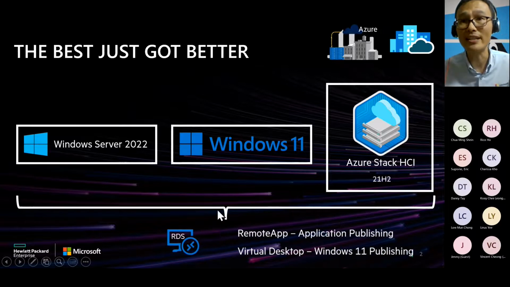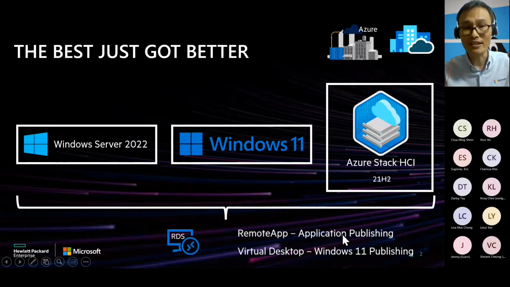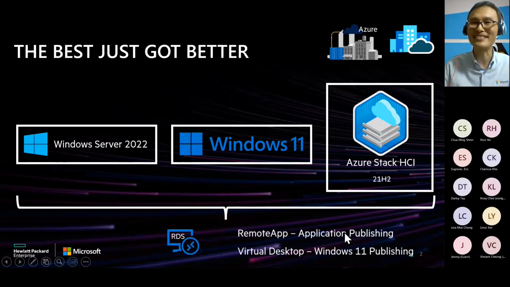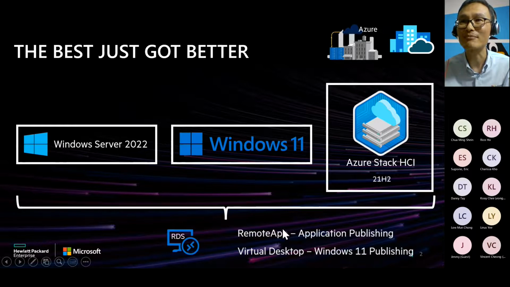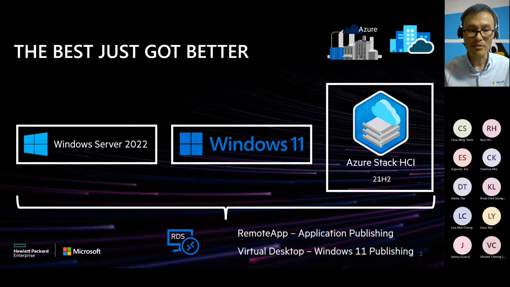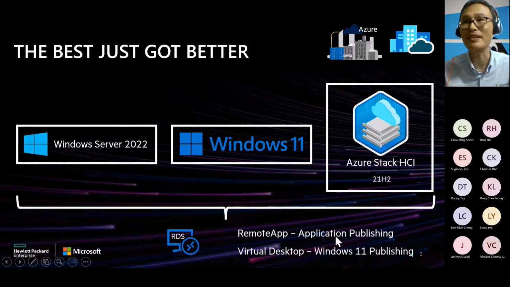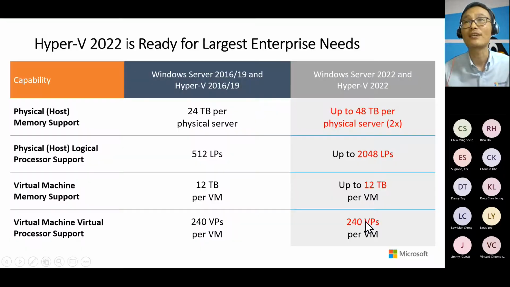The good thing with RDS is we have two different ways of deploying it, and the interesting thing is we can actually do both at the same time. One is publishing the app; we call it RemoteApp. In some of the other remote desktop solutions, like Citrix for example, they call it virtual app. And of course, we have the virtual desktop capability, which is publishing essentially Windows 11, or Windows 10 if the customer prefers.